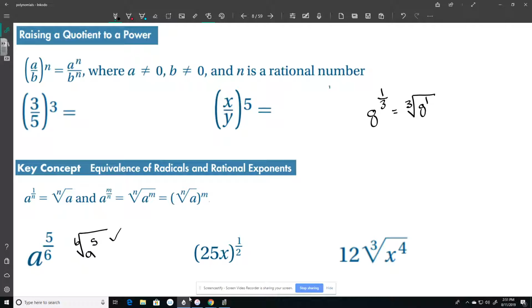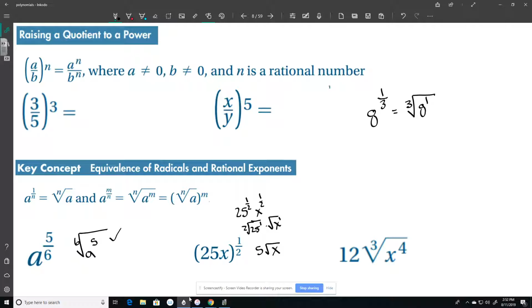This one, 25x to the 1/2, means, first of all, I guess we better distribute that 1/2. Remember, that means 25 to the 1/2 and x to the 1/2. And 1 over 2 means that the 2 comes in front. So that's just going to be the square root of 25 to the first power, multiplied by the square root of x to the first power, which is nice because the 1s don't really mean anything. And we know the square root of 25 is just 5. So our answer would be 5 square root x.